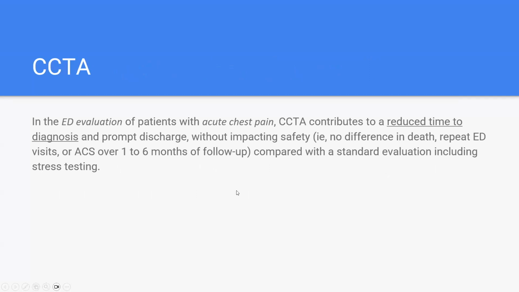More on the CT. Found that in the ED evaluation of patients with acute chest pain, CT can reduce the time to diagnosis, kind of as I said before, without impacting safety.